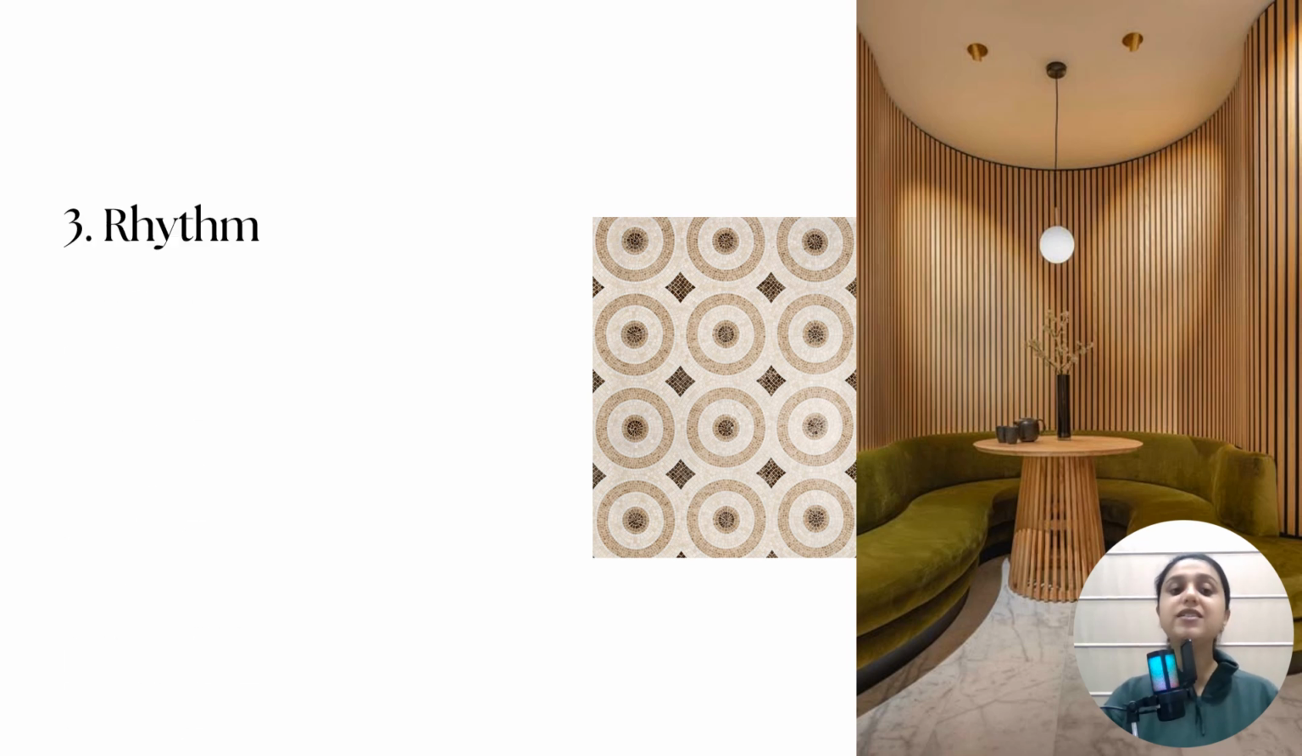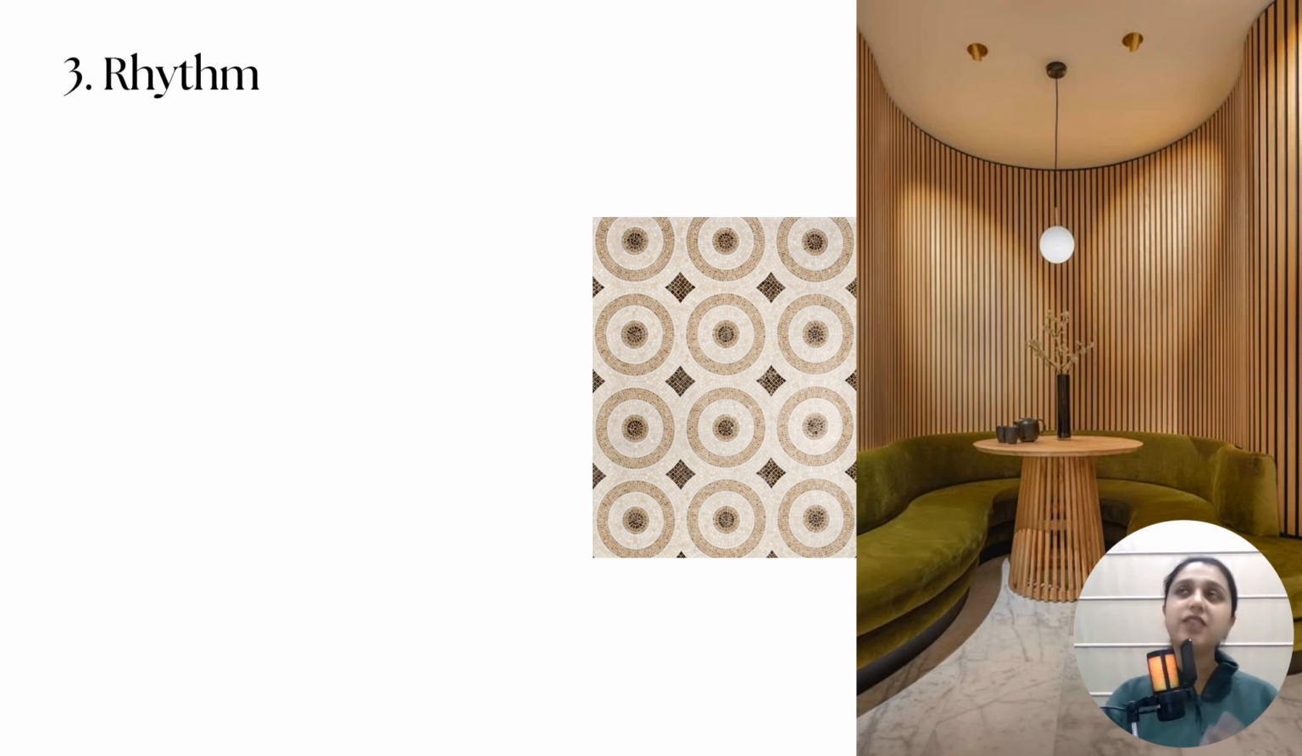Now, the third design principle is called rhythm. Rhythm is when you look at a space and you feel like everything is flowing. Everything just follows each other's cue. So the materials that you are using might be repetitive. There might be a very nice flooring material. There must be something which is getting repeated like a pattern.